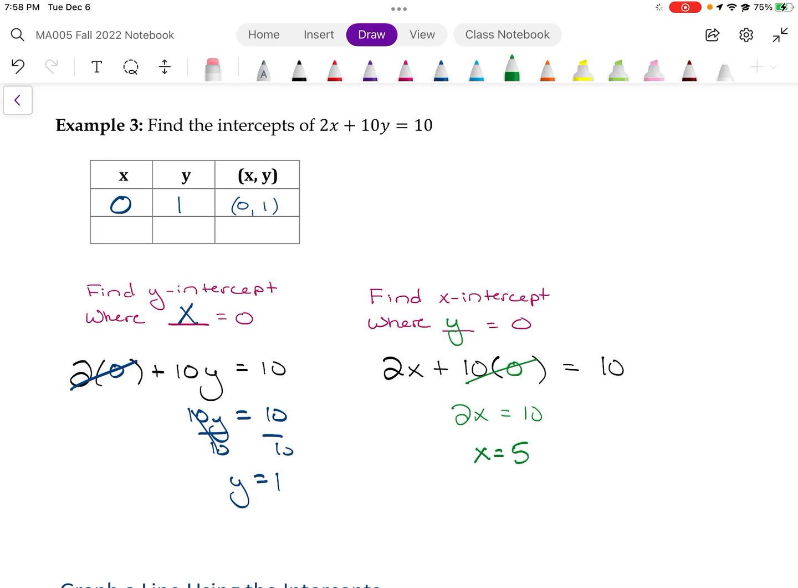All right, so x equals 5 when y equals 0. Just make sure that's really clear. That's what we're doing here. And for the other one, I'll say that for this one as well: y equals 1 when x equals 0.